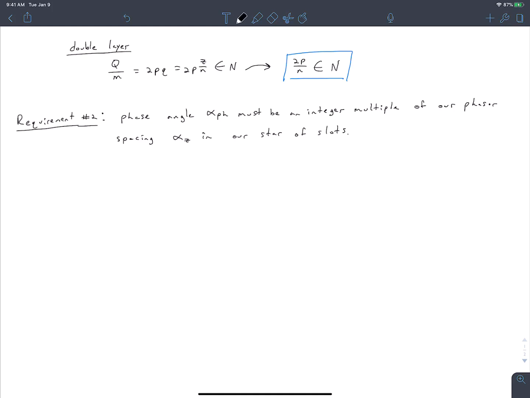Our second requirement is that we need our phase angle to be an integer multiple of our phasor spacing in our star of slots. So we previously talked about how to calculate our phase angle of a multi-phase system, and we've talked about this value in our star of slots, alpha z, which is the spacing between adjacent phasors. It is not the phasor spacing between adjacent slots, it's rather the spacing between adjacent phasors within the star of slots, because remember, in fractional slot windings, adjacent slots do not necessarily have adjacent phasors within the star of slots. We talked about that in a previous video.